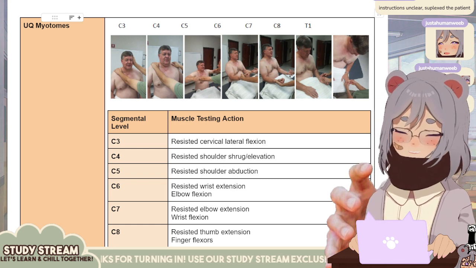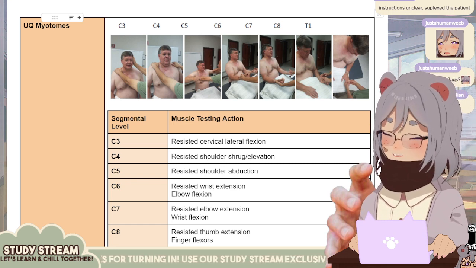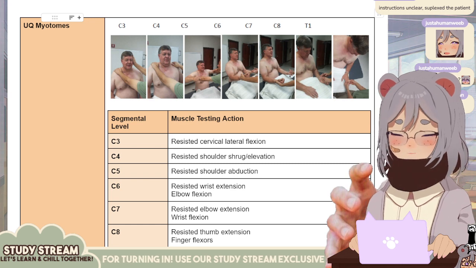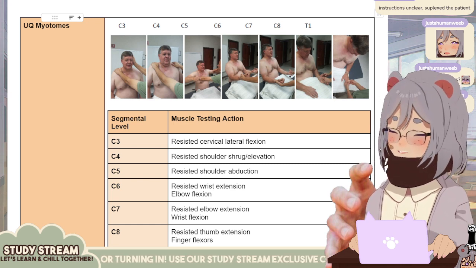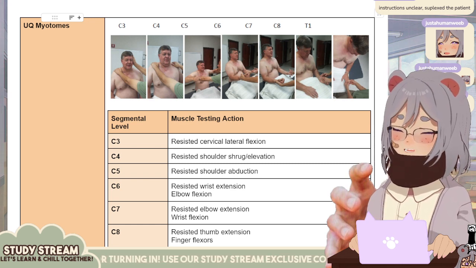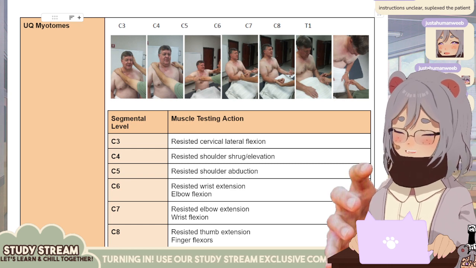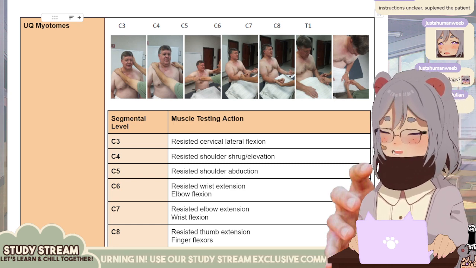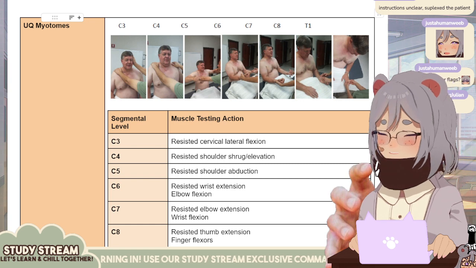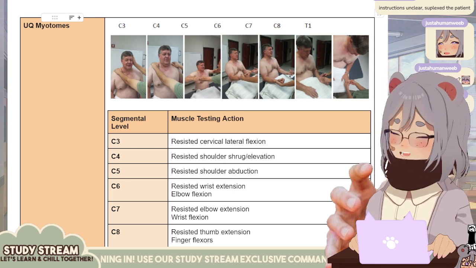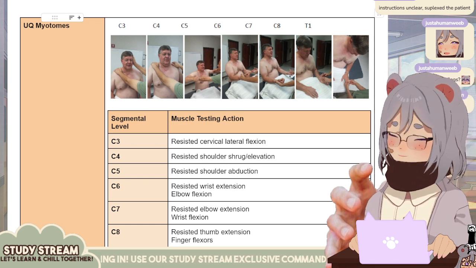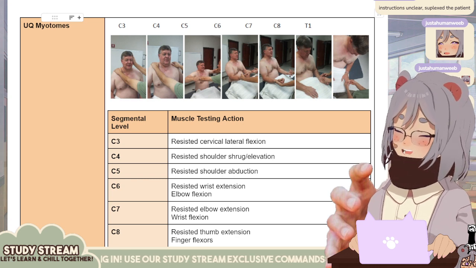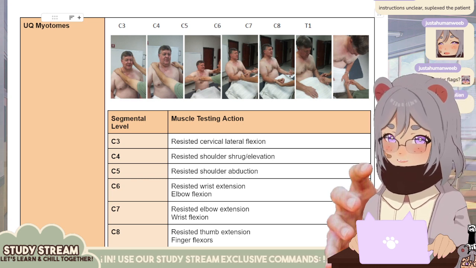That was C5, right? Yeah. C6 is going to be two actions, which is elbow flexion and wrist extension. C7 is elbow extension and wrist flexion, so it's the opposite. Do we have a C8? Yeah, C8 I think is thumb extension. And then T1 is going to be finger abduction and adduction. Did I do it?